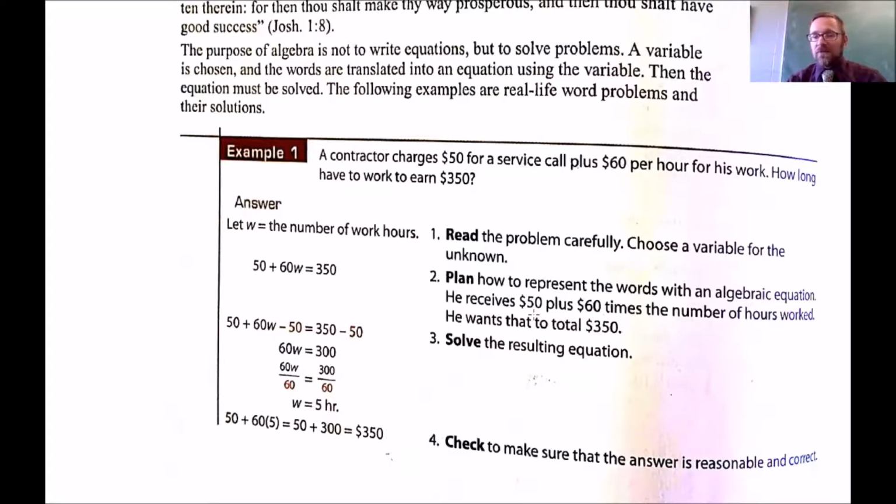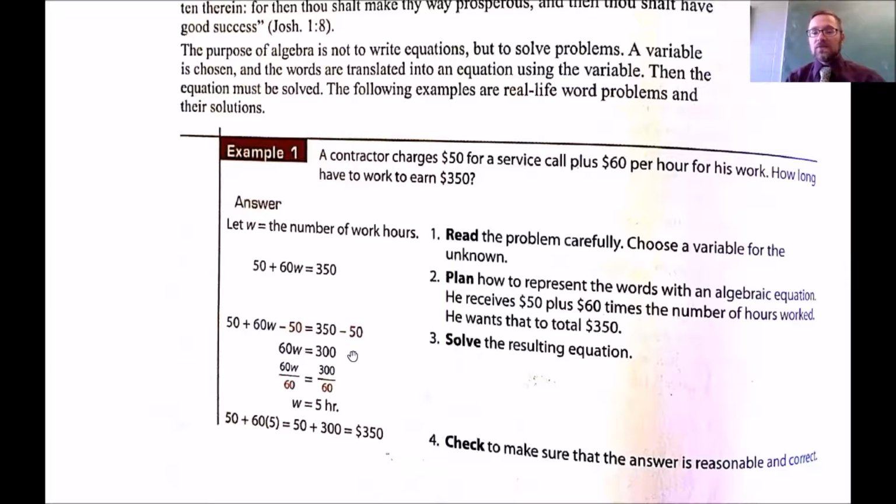So you read the problem carefully, you choose a variable for the unknown. So we read through and we see $50 plus $6 per hour, and we want to know how long it takes, so how many hours. That's our unknown, because it says how long will it take. So we get 50 plus 6, and they're using W for work hours, equals the amount 350.